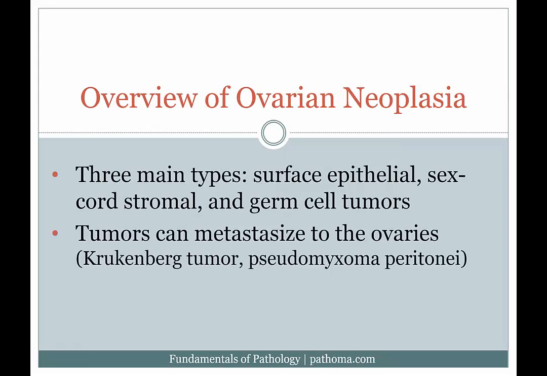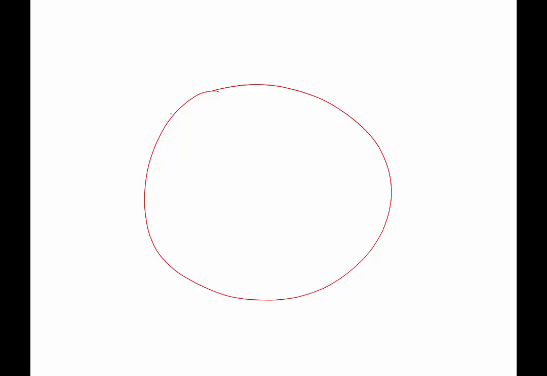So ovarian tumors can be broken up into three main categories and one sort of extra category that board examiners always love to ask about. But I think it's best to bring you all to the whiteboard so I can explain some fundamental principles. So the ovary is composed of three main types of tissues. You have the surface epithelium, you have the germ cells, and you have the stroma around them. So germ cells, stroma, surface epithelium.